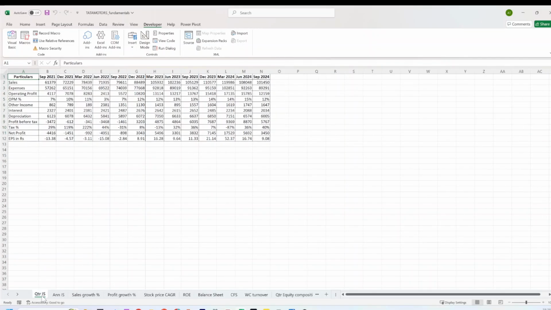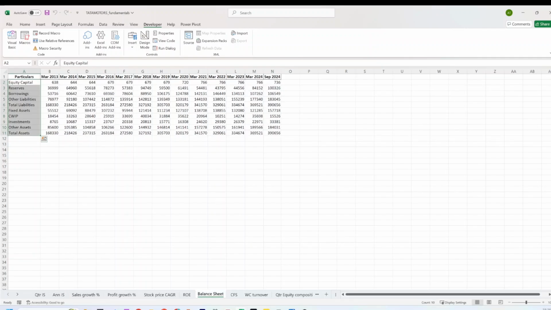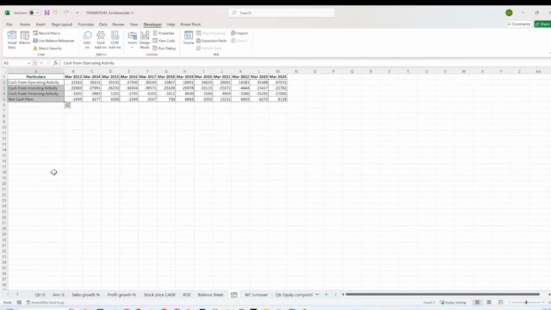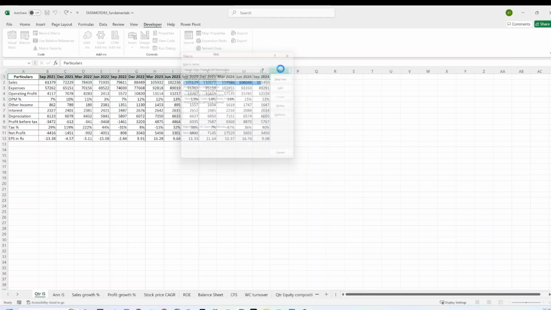So here we have the quarterly income statement. This one is the annual income statement numbers. Here we have the balance sheet. Here we have the cash flow statement numbers. Now our second step is to normalize the income statement and balance sheet numbers so we can easily analyze the trends. For that, we have this macro already prepared.